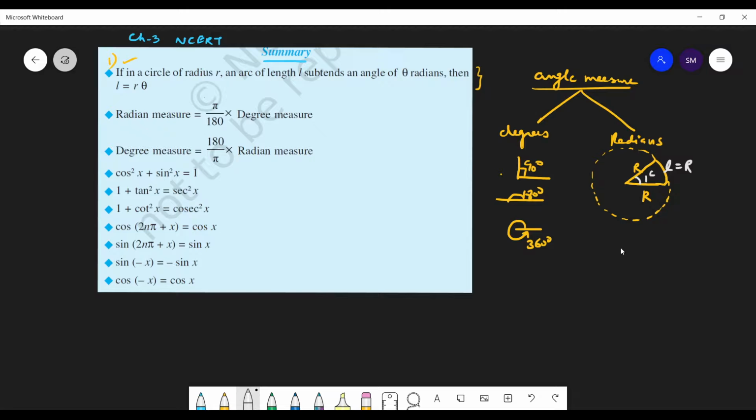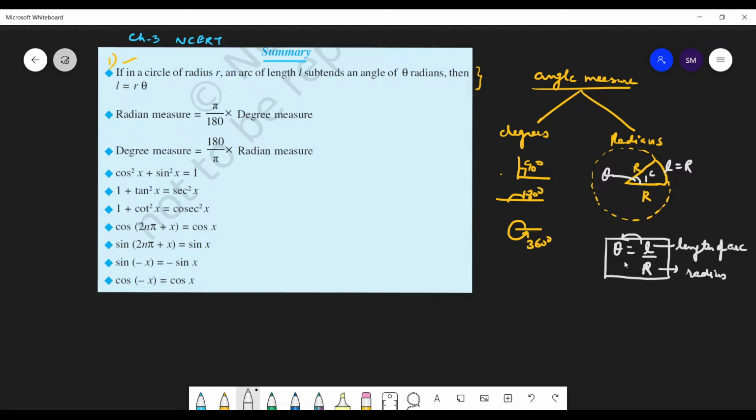Otherwise, what's the general formula? You have this angle theta. So theta equals L by R, where R is your radius here. L stands for length, the length of the arc. An arc is part of a circle, so length of arc divided by radius. This arc is subtending an angle theta. You have studied in 10th class that an arc subtends an angle theta at the center. And this R is the radius of the circle.